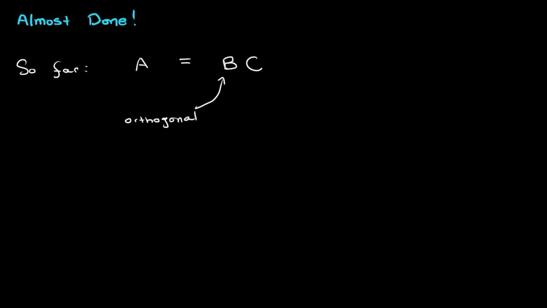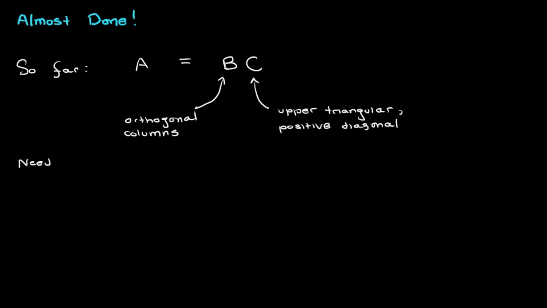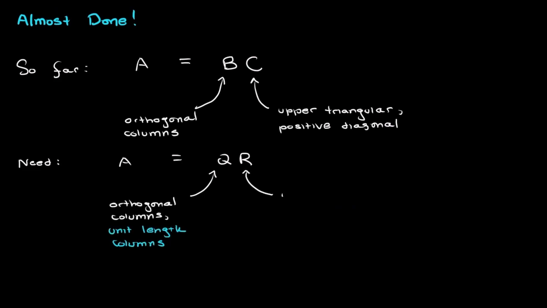The good news is we're almost done. So far, what we've found is a matrix decomposition for the matrix A, B times C, where B has orthogonal columns, and C is an upper triangular matrix with positive diagonal. What we're in search of is a matrix decomposition Q times R, where Q has orthogonal columns that are unit length, and R is an upper triangular matrix with positive diagonal.